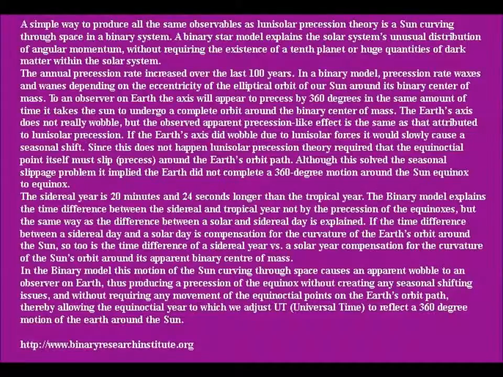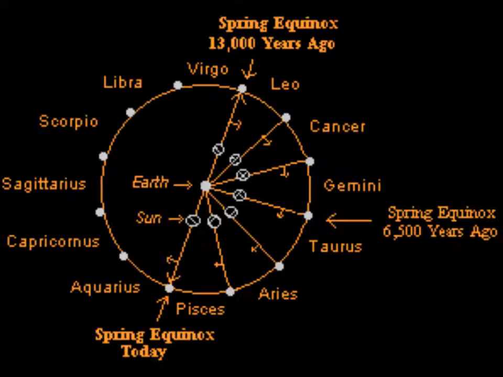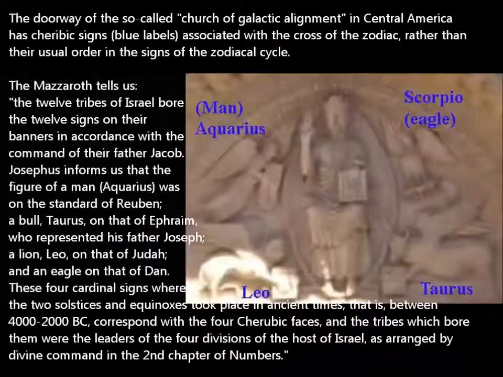The Binary Research Institute point out a number of problems with this theory. At the centre of the circle is the pole of the ecliptic, located in the constellation of Draco the Dragon. The entire precessional wobble takes 24,000 years or more, and is divided into 4 seasons and 12 ages. The seasons are the 4 quarters of the zodiacal wheel.